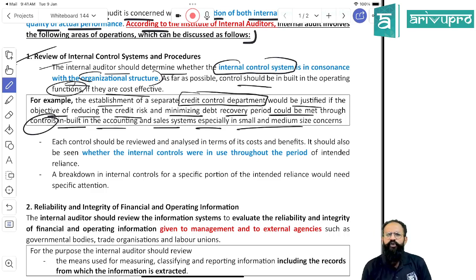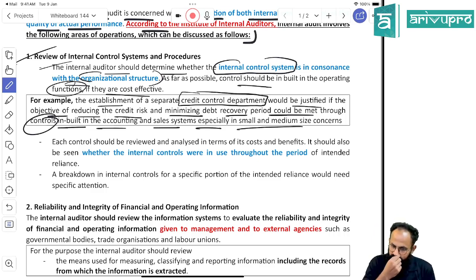Or if you think no, the size of the company is way too big, it is very difficult for us to get this internal control within the process. If that is not working, then do one thing. Have a recovery team as a different department. Now you need to hire staff, you need to pay for them, that will come into picture.